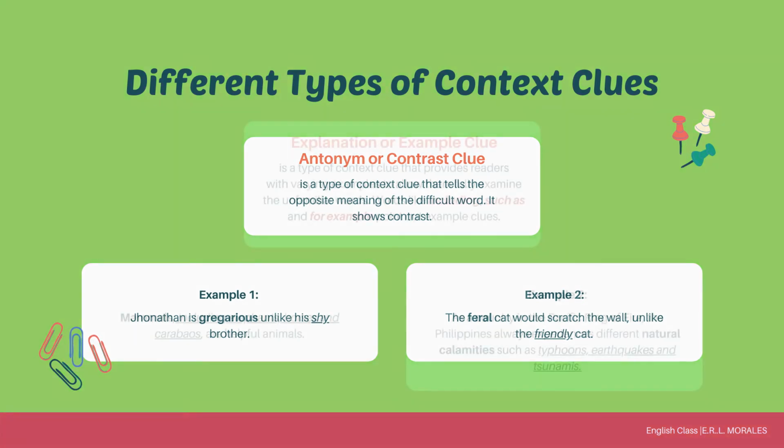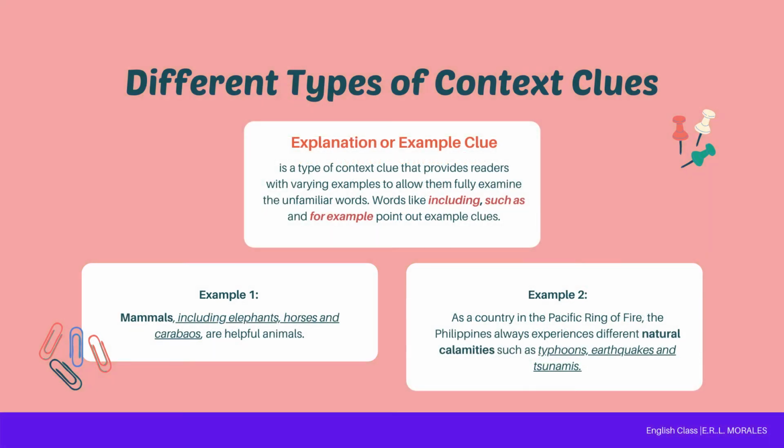Next type of context clue will be explanation or example clue. So this is a type of context clue that provides the reader with varying examples to allow them to fully examine the unfamiliar words. Words like including, such as, and for example point out example clues.